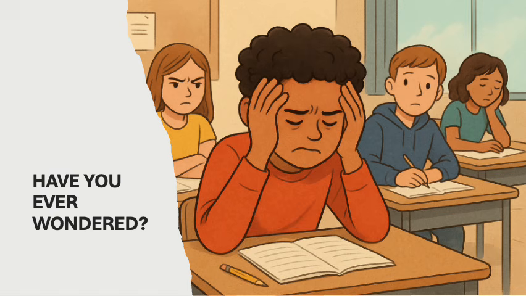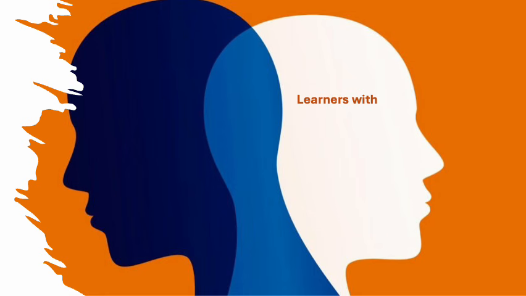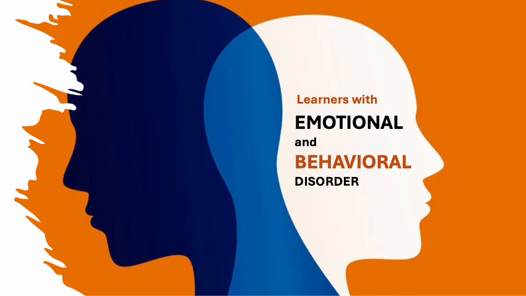Some classmates sometimes get really upset over small things or act differently in class. What do you think it feels like for them to manage their feelings while keeping up with school? Maybe this person or learner has emotional and behavioral disorders.